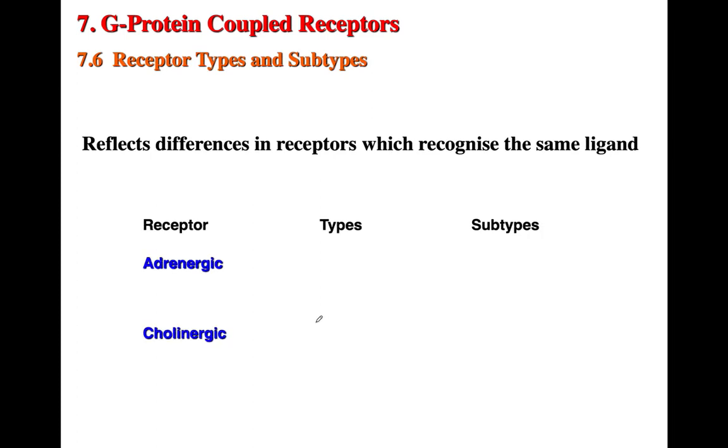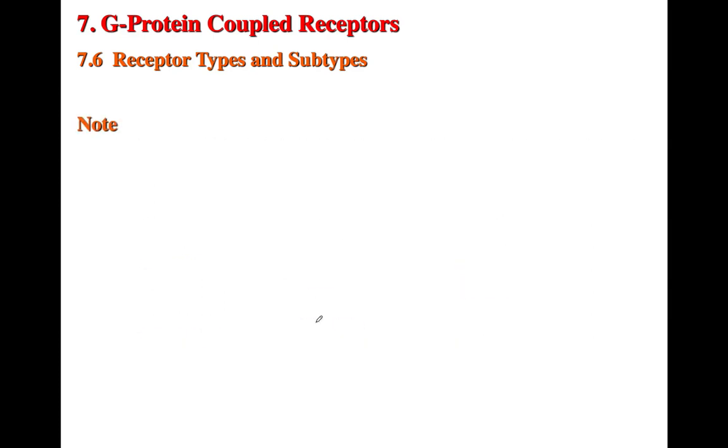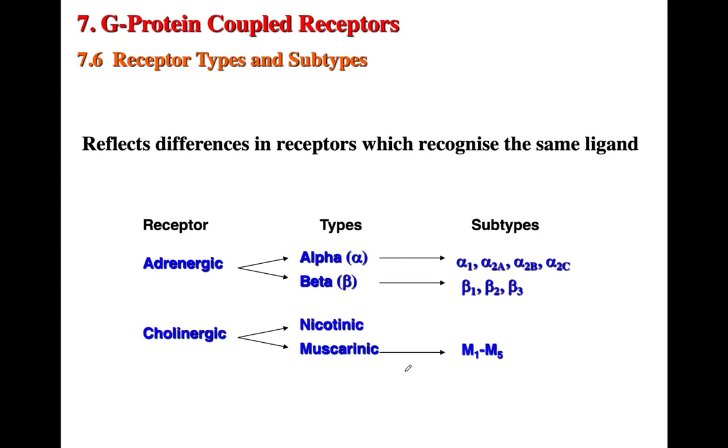Okay. So this classification here basically is a reflection of which types of receptors recognize the same ligand. Okay. So adrenergic receptors, alpha and beta. Cholinergic receptors, you have nicotinic and muscarinic. And then you have all these different subtypes there. Okay. As we've mentioned, for the muscarinic, you also have the H1 receptors, right? And then you have the histamine receptors.